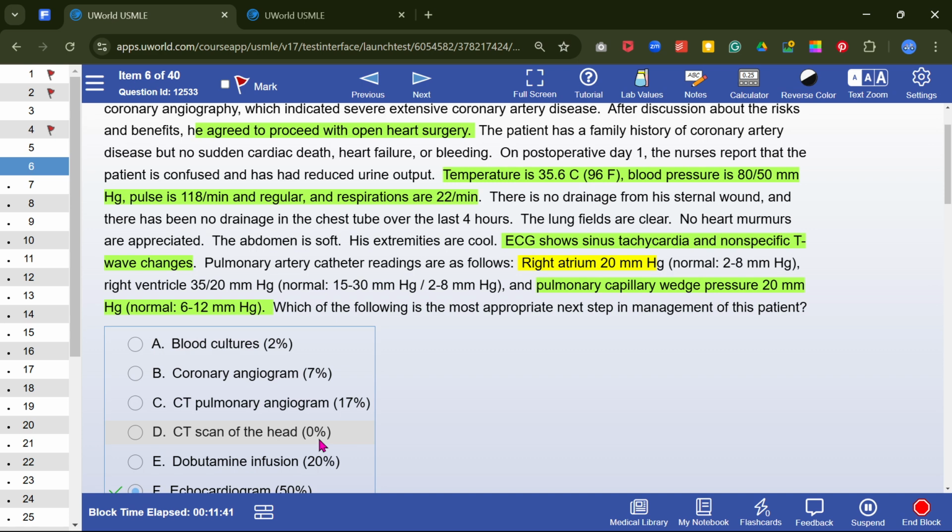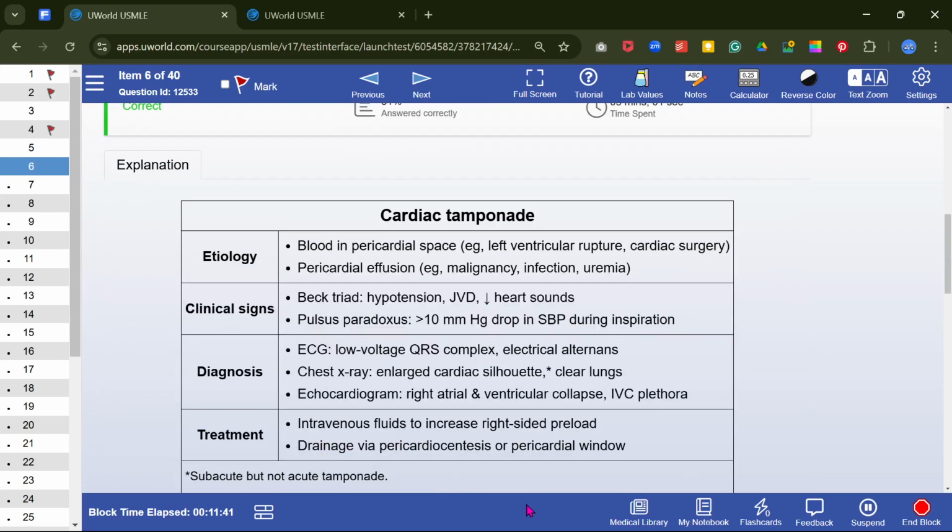And in cardiac tamponade, like in cardiogenic shock, right-sided preload will be high, and pulmonary capillary wedge pressure is also high. Do you remember that particular line, that measured PCWP is higher, but actual wedge pressure is lower? So that is what happens here.